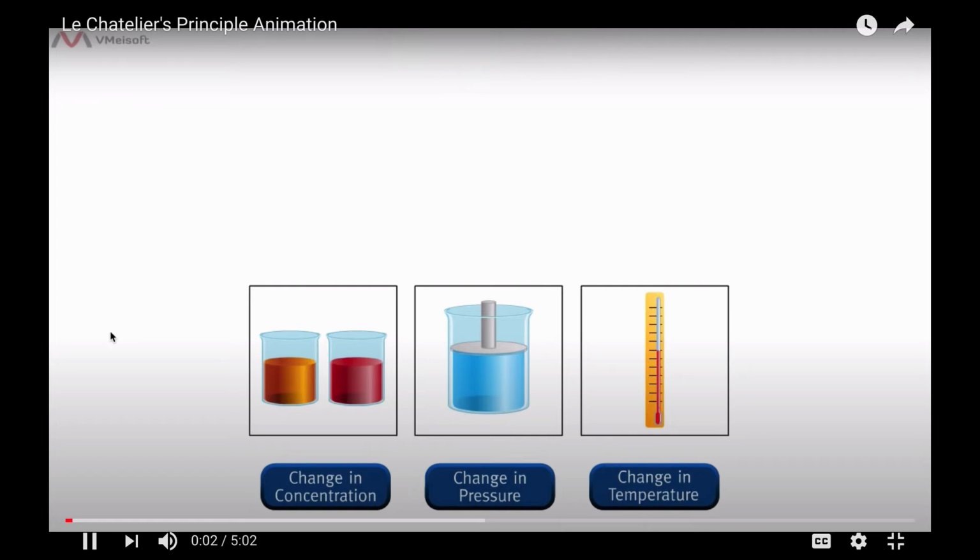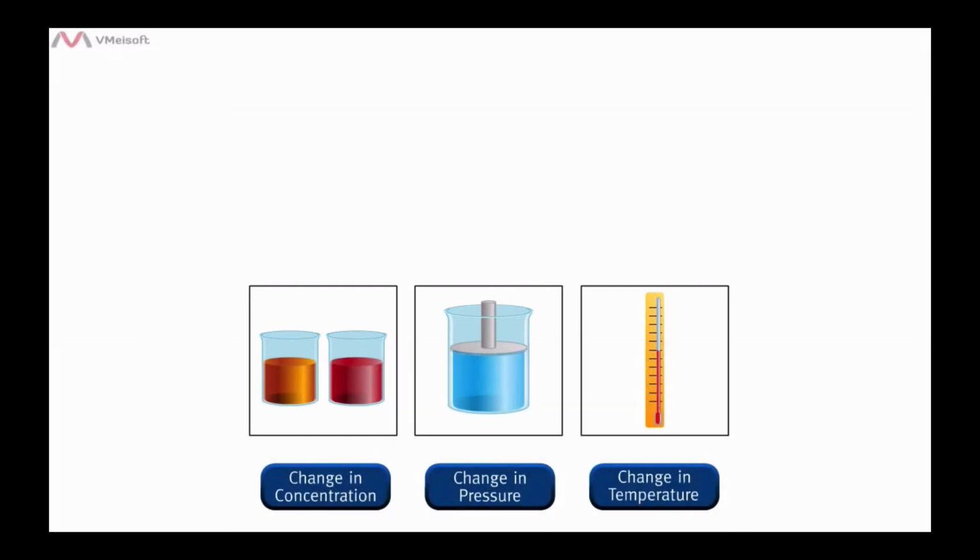Le Chatelier's principle states that if an external stress is applied to a system at equilibrium, the system adjusts in such a way that the stress is partially offset. The word stress means a change in concentration, pressure, volume, or temperature.